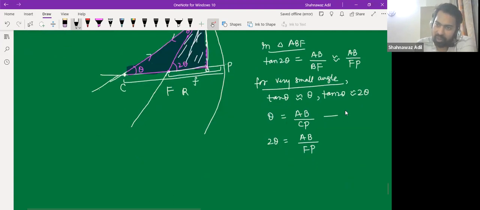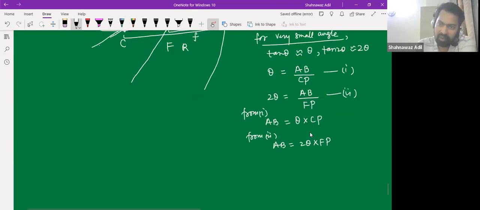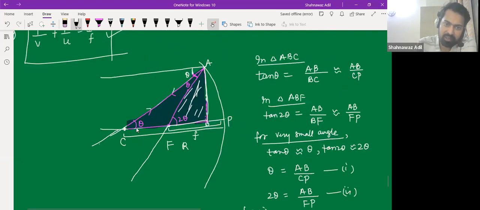So let's say this is 1 and this is 2. If we calculate AB from here, AB would be theta into CB. This is from first. And from second, AB would be 2 theta into F. So we can compare these two relations, which means that theta into CP would be equal to 2 theta into F. Right? So theta cancels, and CP is how much, guys?